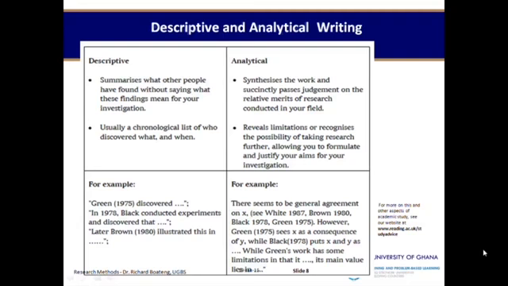For example, look at this. There seems to be a general agreement on X, and in the reference, you're seeing White 1987, Brown 1980, Black 1978, and Green 1975. Now, what you are trying to see here is that this person who is writing this has read White, Brown, Black, and Green's work and has been able to put them together in a succinct manner to point out that there's a general agreement on X, that these authors are agreeing on issue X. That's what he's trying to emphasize here.